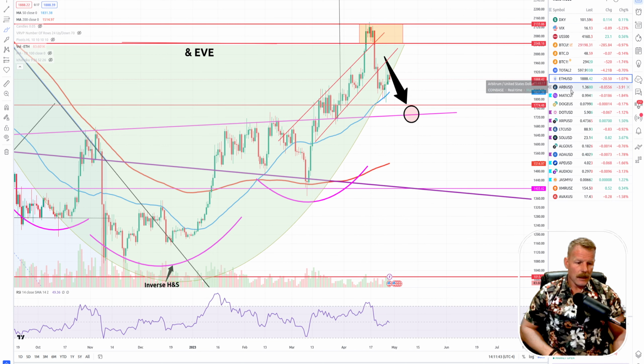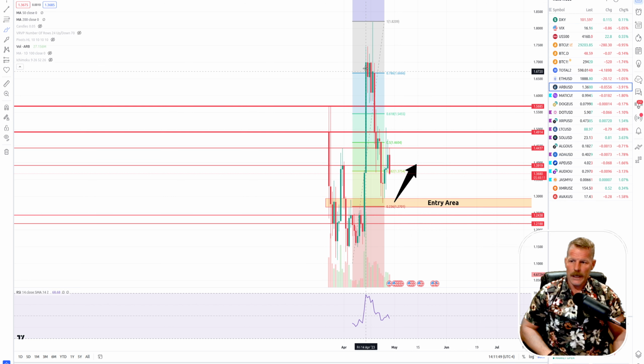And guys, I'm going to make this quicker here. All the altcoins are pretty much showing the same thing. ARB shows a bear flag. All right. I really want to see us enter this entry area. That's where I said I'm going to get in.